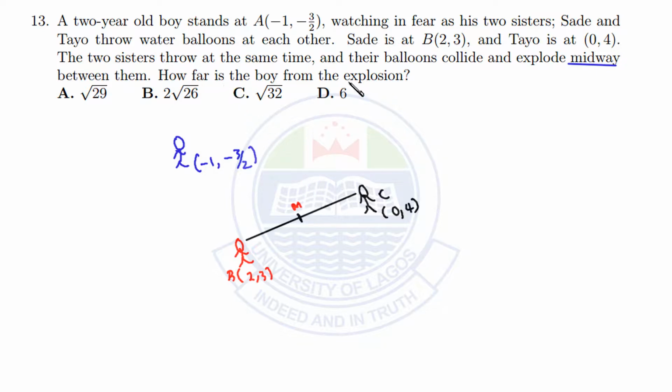So they ask us to do what? How far is the boy from the collision? So we want to calculate this distance between these points here. Let's call this point A. So we want to calculate the distance between this point and this point.